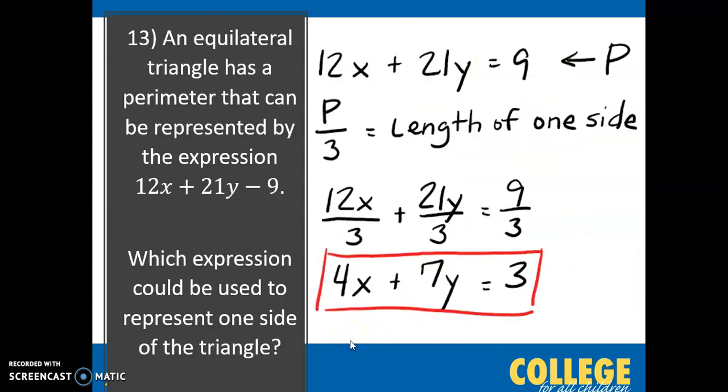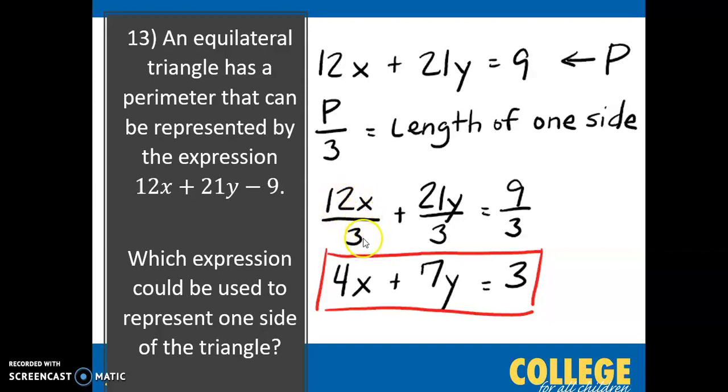For number 13, an equilateral triangle has a perimeter that can be represented by the expression 12x plus 21y minus 9. Which expression could be used to represent one side of the triangle? When it's equilateral, that means that all three sides in the triangle are the same length. So if the perimeter is all of this expression, I just have to divide everything by 3, because instead of 3 sides, I want to move it down to one side.